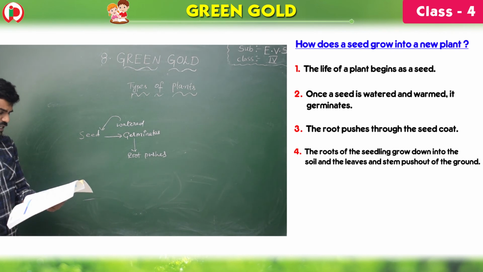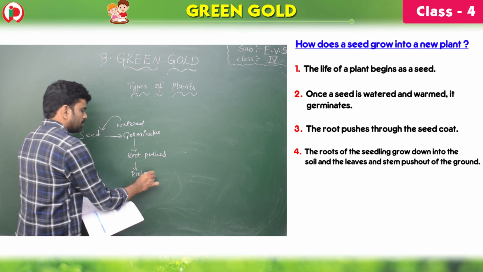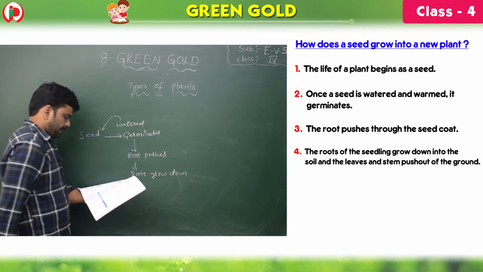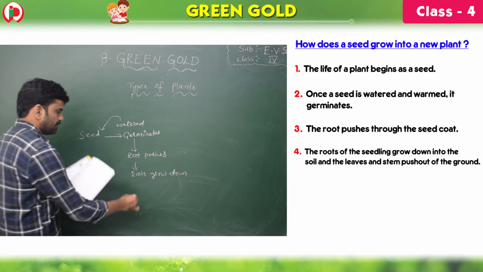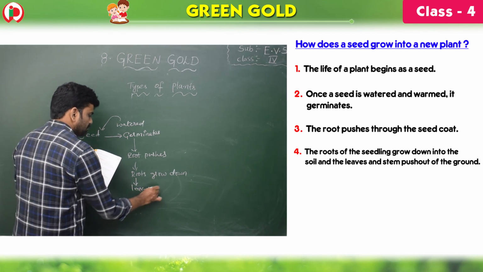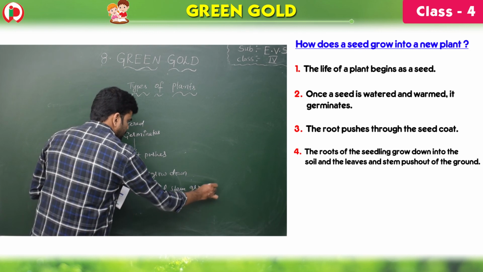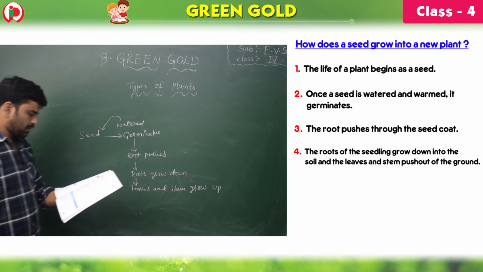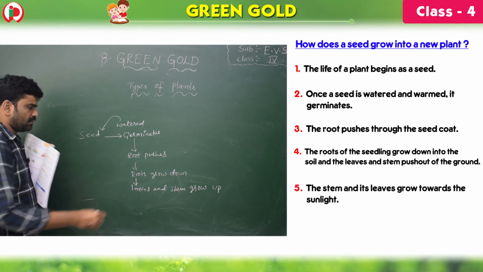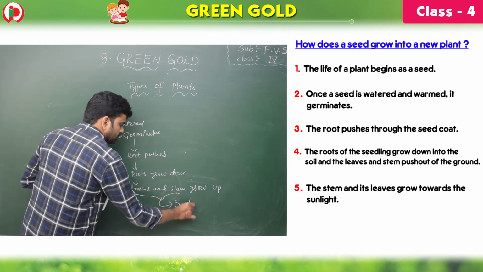The roots of the seedling grow down into the soil, children, and the leaves and stem grow up. The stem and leaves grow towards sunlight.